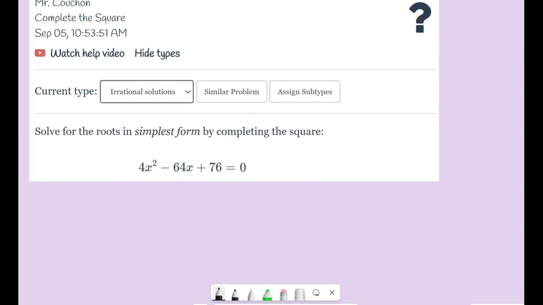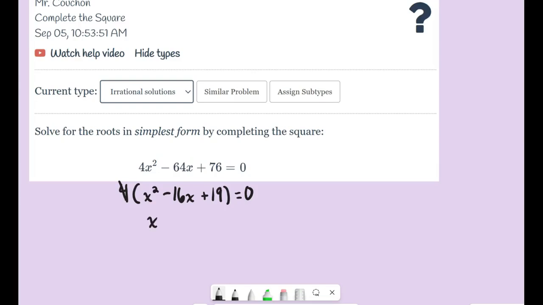So this problem has that situation. We've got 4x squared minus 64x plus 76. The first thing I'm going to do is get my a value down to 1, and I'm going to factor out a 4. So I've got x squared, 4 times negative 16x would be the negative 64. And then 76 divided by 4, I'm going to do that in my calculator. Pretty sure it's 19. Yeah, it's 19. So that's a plus 19. Okay, don't care about the 4 anymore because what's in parentheses will be 0.